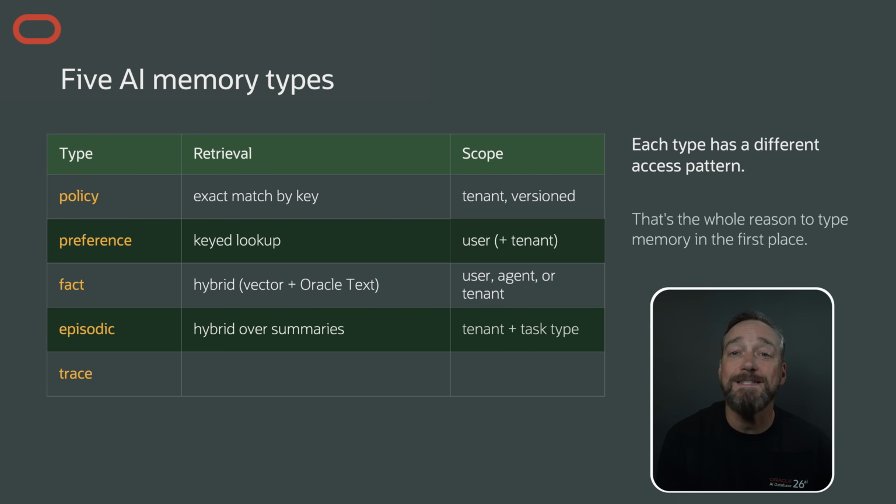Episodes are compressed summaries of work that already happened. What the task was, what got tried, what worked, searched over that summary text so that we have the information we need. And trace is the flight recorder. It's append only, queried by the run ID only for replay, but it's never the recall layer.